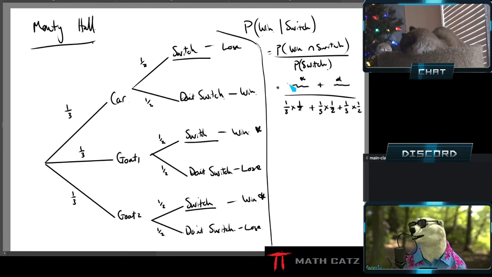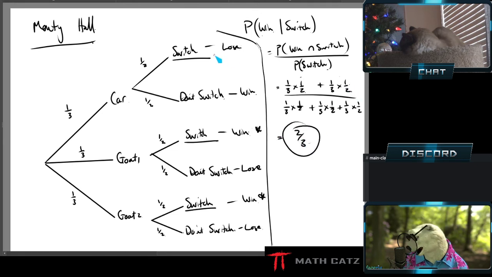Let's fill this in. Why not? I don't want to be lazy here. There's going fast and then there's leaving out information. Win and switch, no, that's a switch and a lose. Win and switch is this one, so it's a third times a half. And they're all very similar. Win and switch is also this bottom one, a third times a half. And if you calculate that, it's 2/3, which we could have seen here as well. Out of the switches, 2 win and 1 lose. So 2/3. You can confirm in this case visually as well.